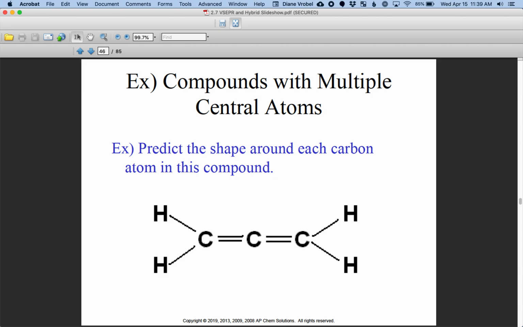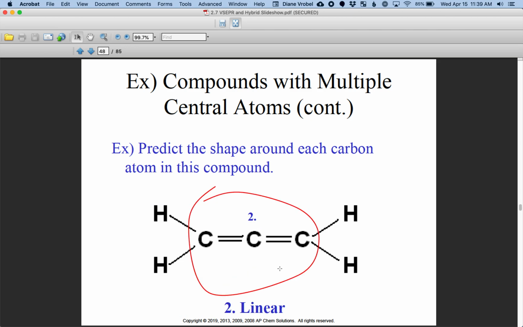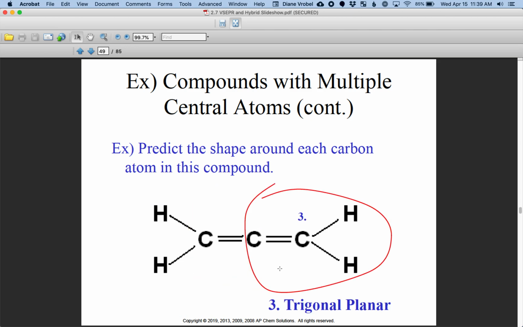If we start on the left here, notice that it's got 3 charge clouds. This double bond counts as 1 charge cloud, okay? So if this has 3 charge clouds, it's going to be trigonal planar, okay? Now if you pick the central atom here, which is in the middle, notice that it's surrounded by 2 charge clouds. So if it has 2 charge clouds, it's going to be linear. And then obviously for the other side, it's just the mirror image of the leftmost side, and it is trigonal planar.